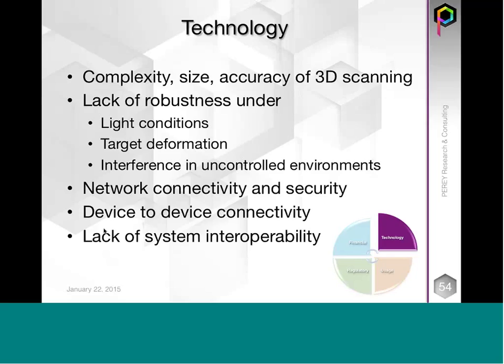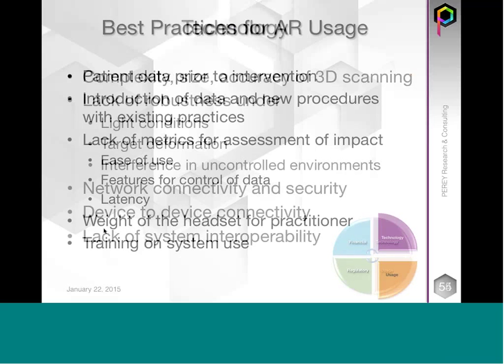I mentioned the organs that are deforming. There could be bright light coming in that would interfere with certain kinds of augmented reality displays. You need to have ubiquitous networking and connectivity, not only within the instruments out to the cloud, but also device connectivity, medical devices to augmented reality displays, medical devices to one another. And right now we encounter a lot of lack of system interoperability, so you might be able to develop an entire silo of technology, but not be able to integrate it with your existing patient record management system.